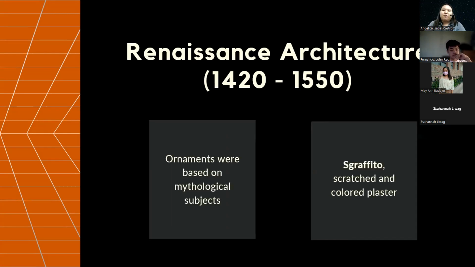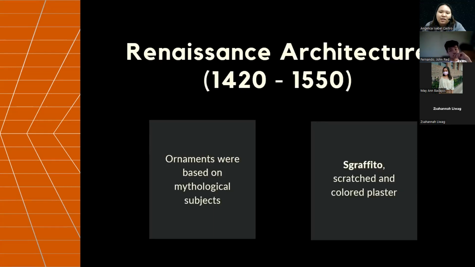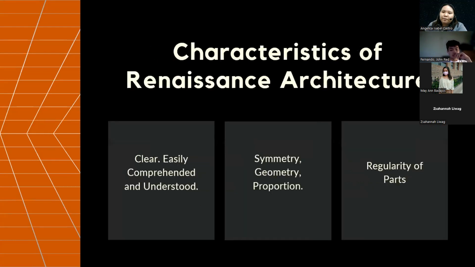So let's move on. Ornaments were based on mythological subjects, and one technique that emerged during the Renaissance time was the graffito. It's a scratch, yung plaster, ini-scratch natin yung top to reveal the colors below. So that's one of the techniques that was prominent during the Renaissance era.